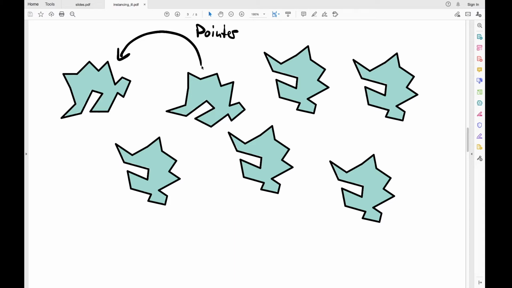So what we're basically doing is, instead of storing another object that contains all the vertices with all its attributes, we would just store a pointer to the whole geometry, like a pointer to the leaf.